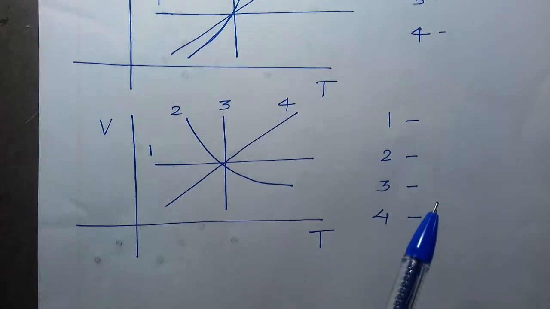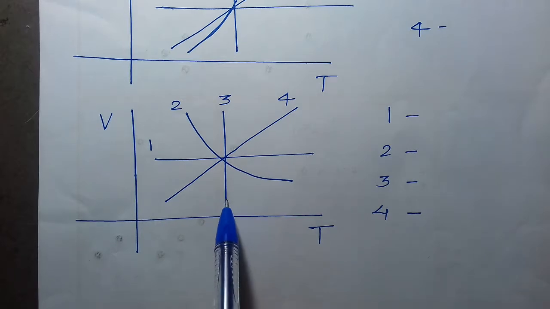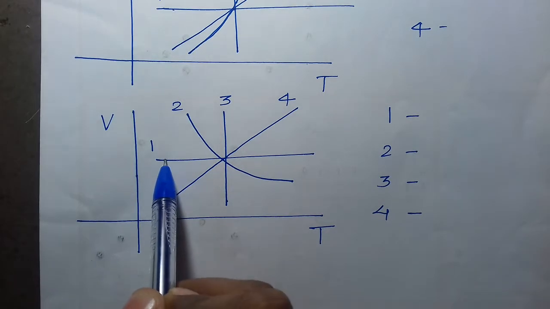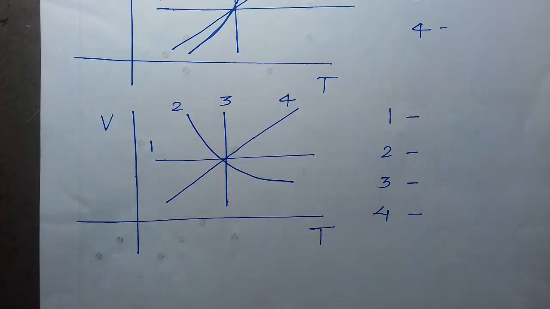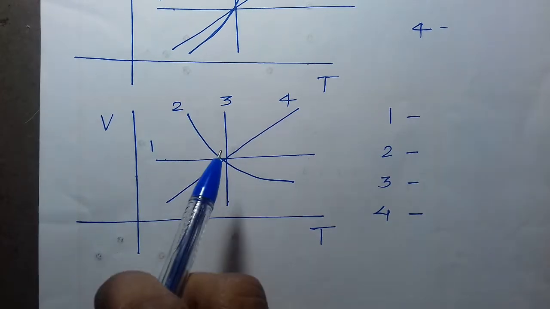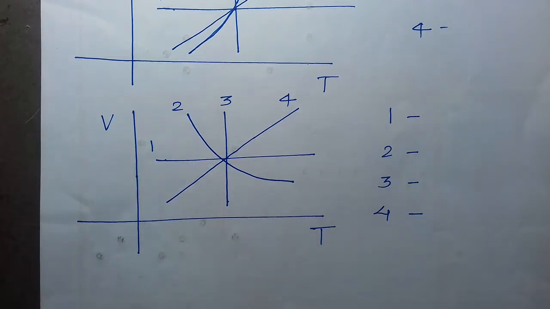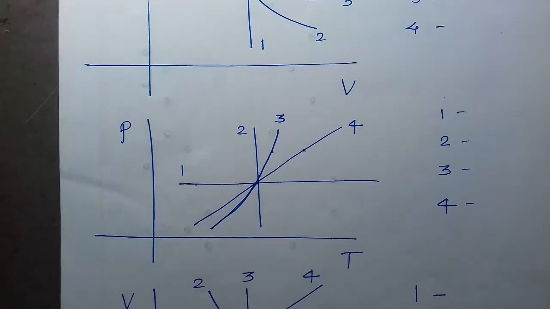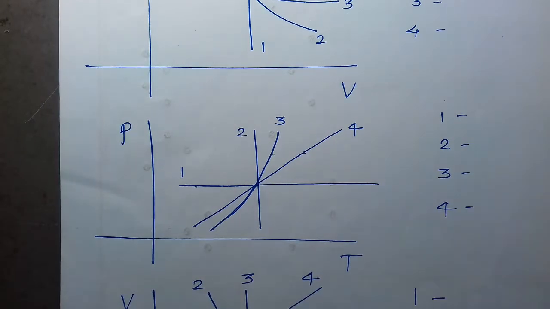Then for volume versus temperature graph, number 3 is isothermal, number 1 is isochoric, number 4 is isobaric, and number 2 is adiabatic. Here number 3 is adiabatic.